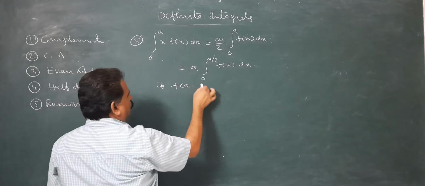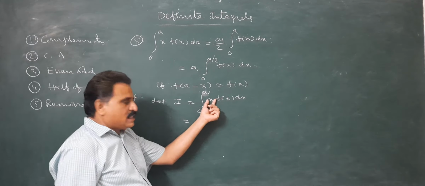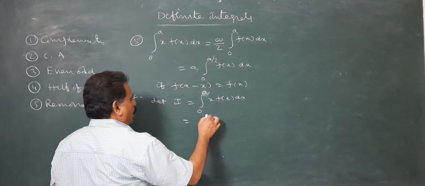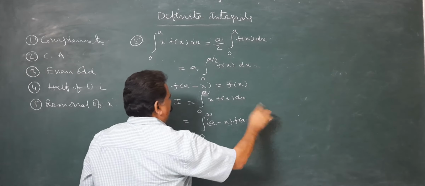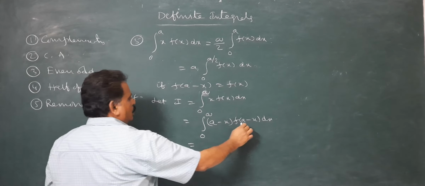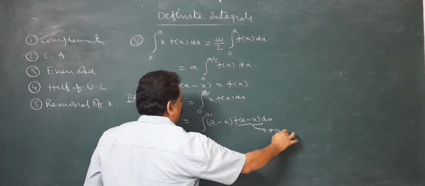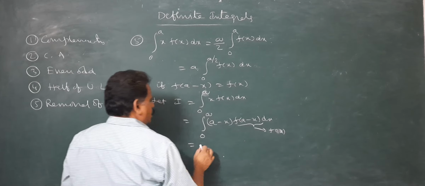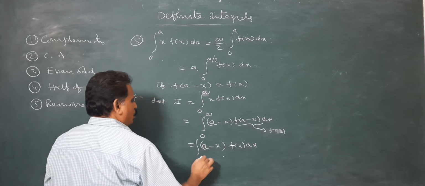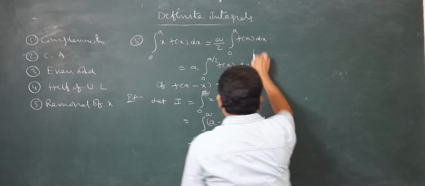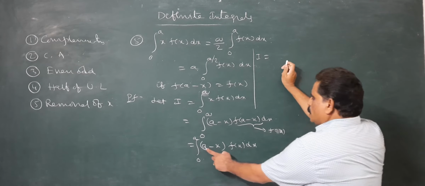Let I equal to integral 0 to a x f of x dx. Complementary property. Complementary property is you can replace x with a minus x. So integral 0 to a, a minus x f of a minus x. But here the condition is f of a minus x equal to f of x. So this is equal to a minus x f of x dx, integral 0 to a. So that equal to I means a into f of x.